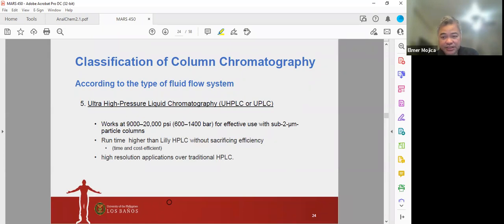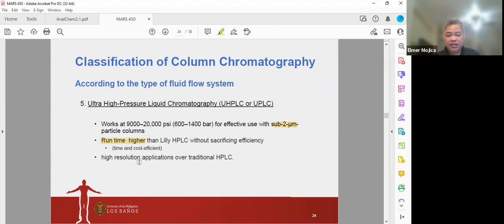Now, in some instances, they have developed the so-called ultra-high pressure liquid chromatography. This has a higher pressure compared to the HPLC, 600 to 1400 bar, and it's effectively used with sub-2 micron particle columns. You use high pressure because you have smaller particles in the column. But this high pressure also results in a shorter run time than the HPLC without sacrificing efficiency.